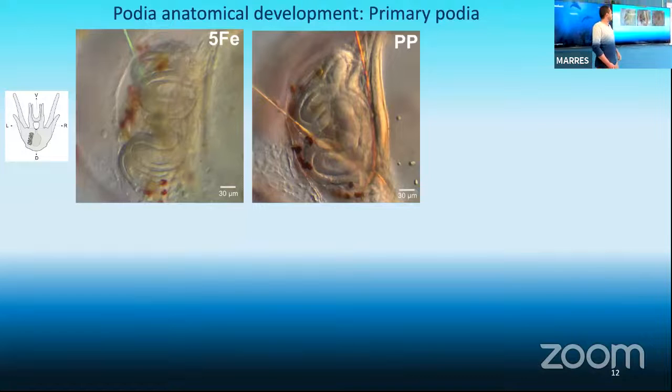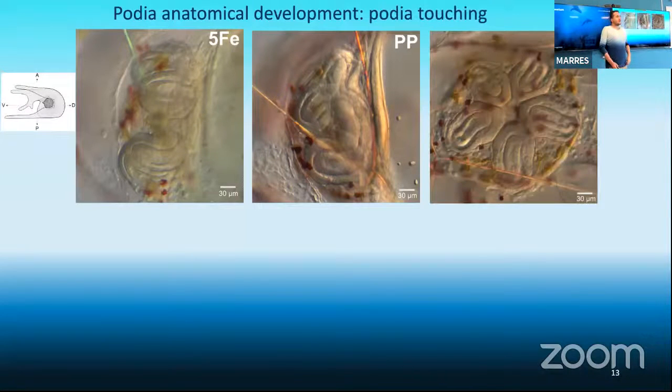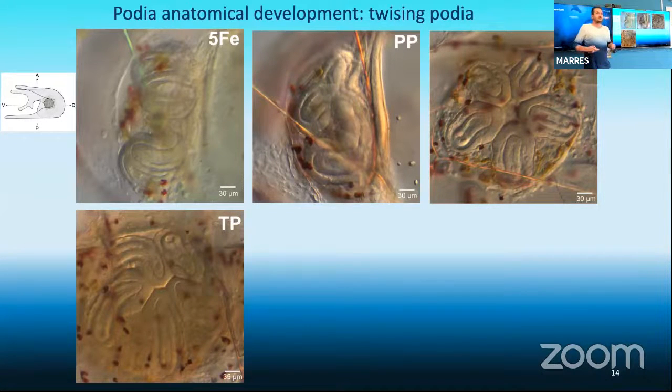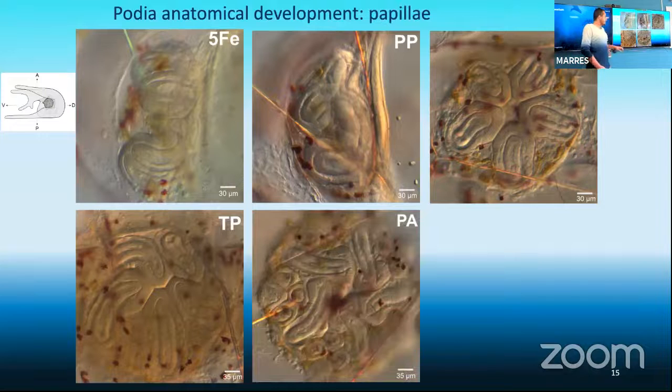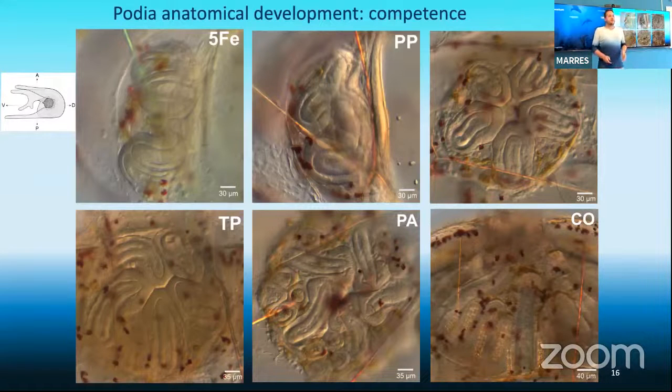Now, if we take a look at an axial view for the podia touching stage, we can see that the podia are now touching the epidermis at their tips. Finally, for the twisting podia stage, we can see that the podia start to twist due to the growth and the lack of space in the rudiment. For the next stage, the papilla stage with the axial view, we noticed the formation of a new structure at the epidermis at their tips called the papilla. And finally, at the competent stage, the podia were fully developed.